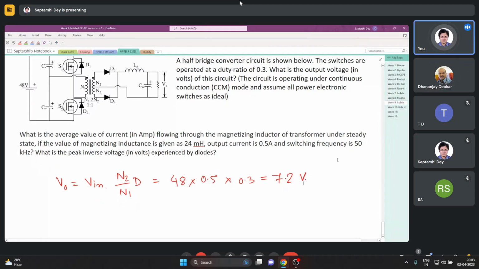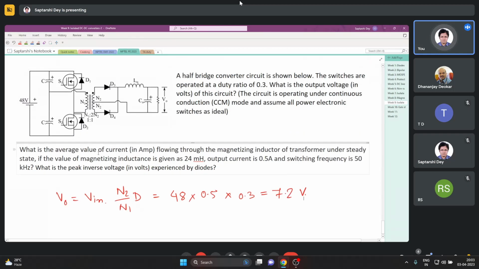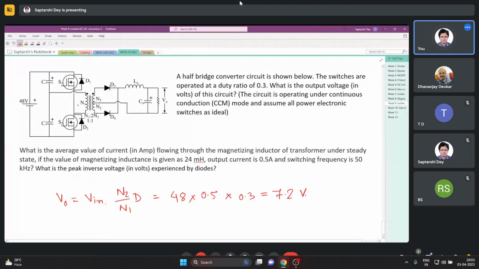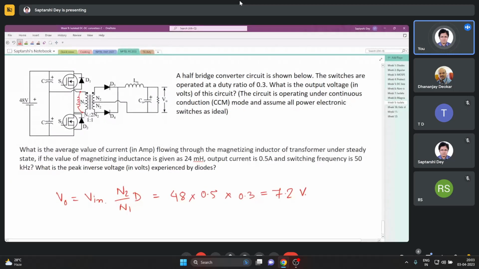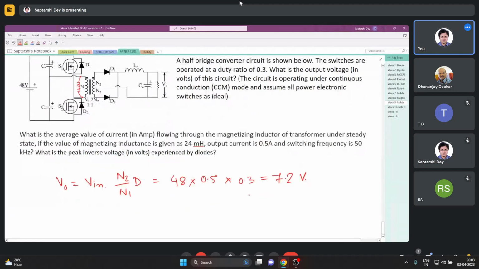What is the average value of current in ampere flowing through the magnetizing inductor of the transformer under steady state? We discussed this some time back. It is a half bridge converter, and there are diodes also anti-parallel to the switch. So the magnetizing inductance has a path to discharge. It will discharge through the diodes and through the caps. So it will look like this.